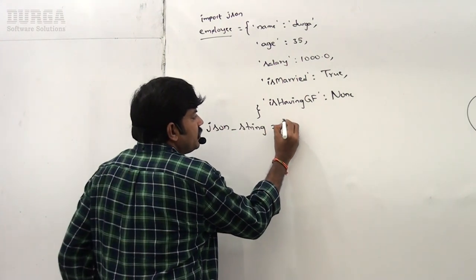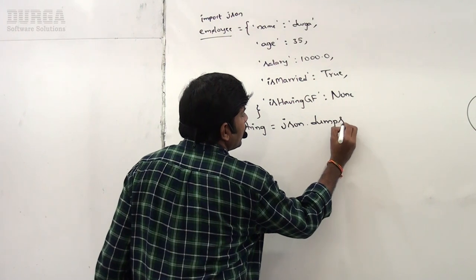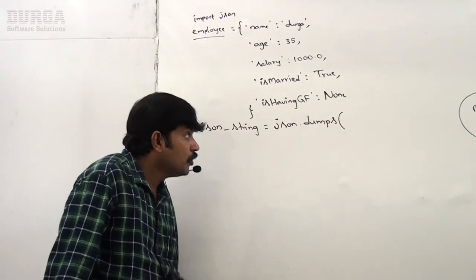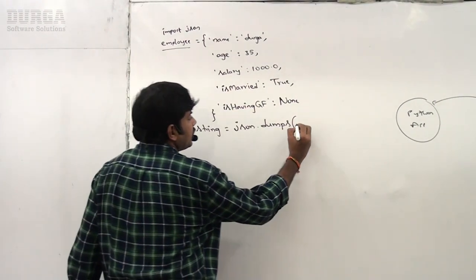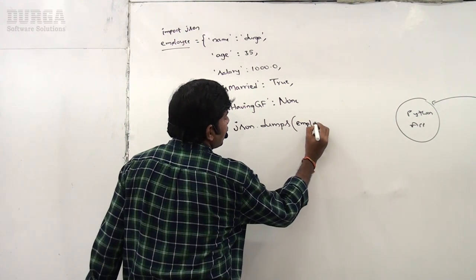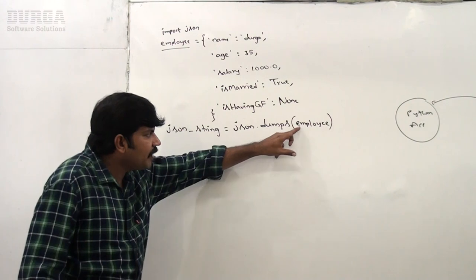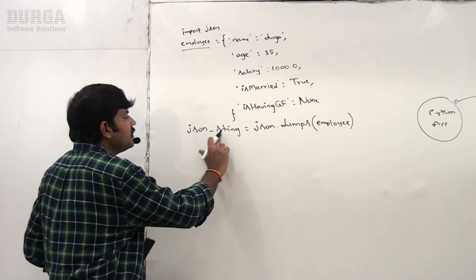Do you know which function we have to take? The json.dumps function, the dumps function. Are you in a position to understand, right? We just pass this employee object. That's all. If I pass the employee Python dictionary, now I will get a JSON string.